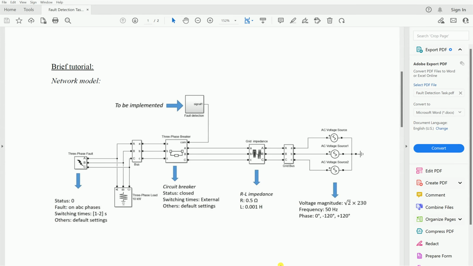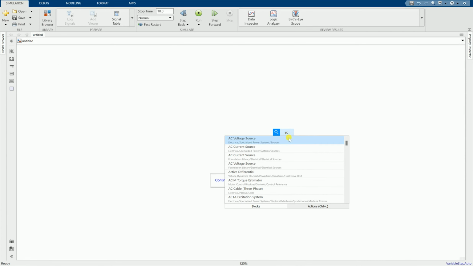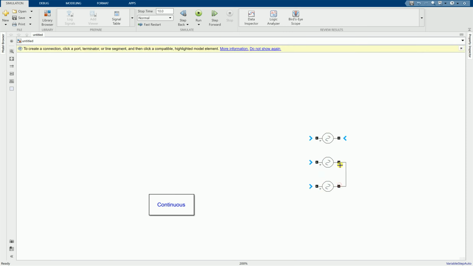The first thing we need is a three-phase supply. So we need an AC voltage source. Let's zoom in. Then Control R to rotate like this. Then Control and drag to duplicate this source. Then we will connect them like this.